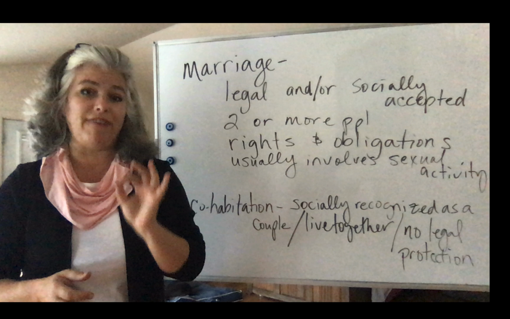Okay, so some places don't have a complex legal system like the United States. All you need is social acceptability in order for a relationship to be recognized as a marriage. But in the United States, you need legal and socially acceptable in order for something to technically be a marriage. Again, in the United States, we have a particular type of marriage called monogamy.